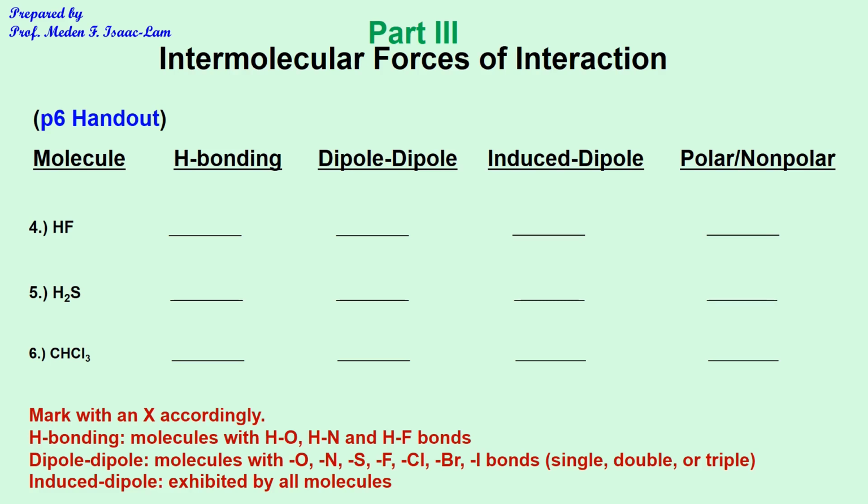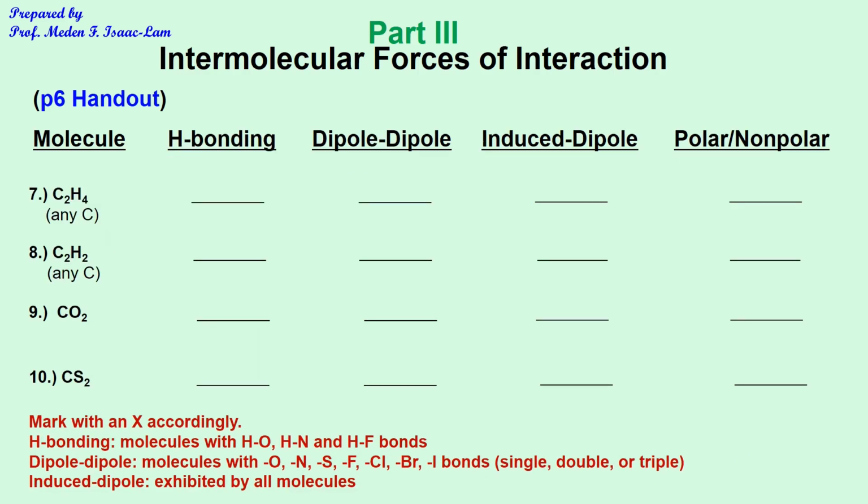If you have CCl4, it's going to be non-polar because of the way the molecule is arranged with respect to the carbon. It's canceling the pull of one chlorine with the pull on the other side of the tetrahedron, or the tetrahedral structure.